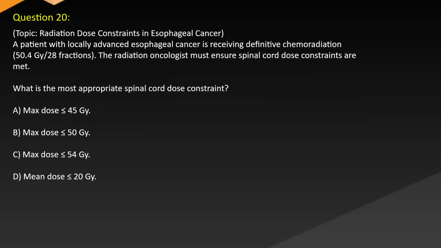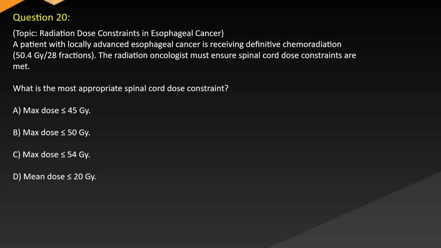Question 20. Topic: Radiation dose constraints in esophageal cancer. A patient with locally advanced esophageal cancer is receiving definitive chemoradiation, 50.4 Gy in 28 fractions. The radiation oncologist must ensure spinal cord dose constraints are met. What is the most appropriate spinal cord dose constraint?